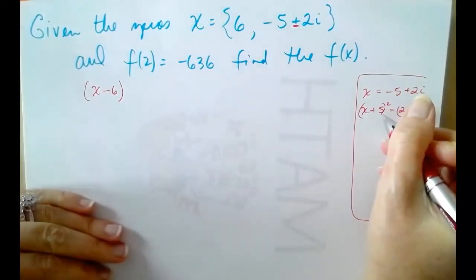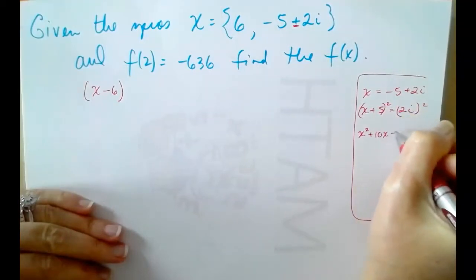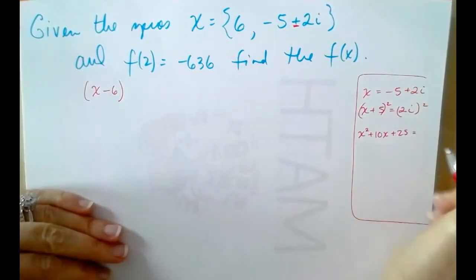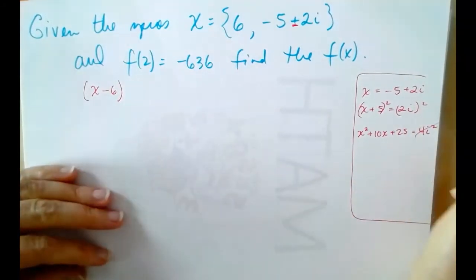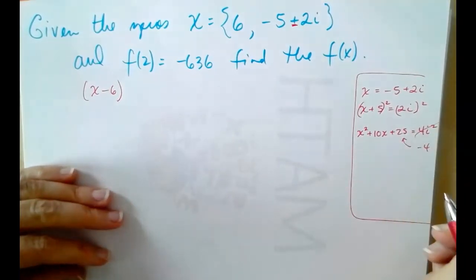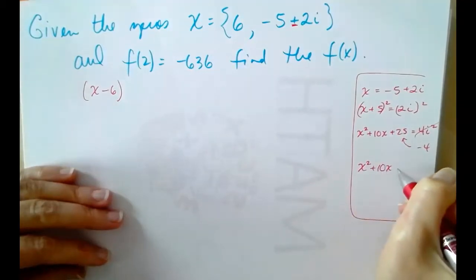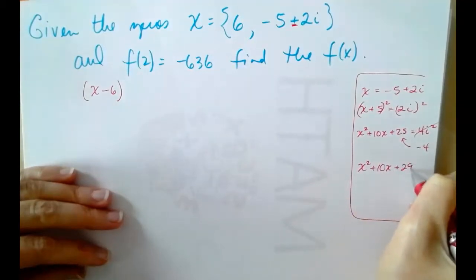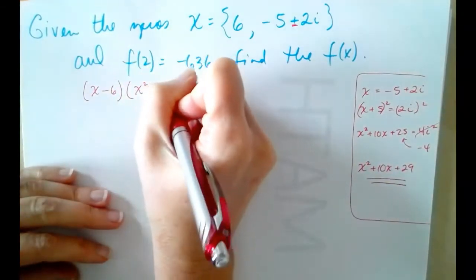So x plus 5 times x plus 5 is x squared plus 10x plus 25. And 2i squared is 4i squared. And of course, 4i squared will become negative 4, which will then get added back to the left-hand side. So our missing factor is x squared plus 10x plus 29. And that is what we will be multiplying by.